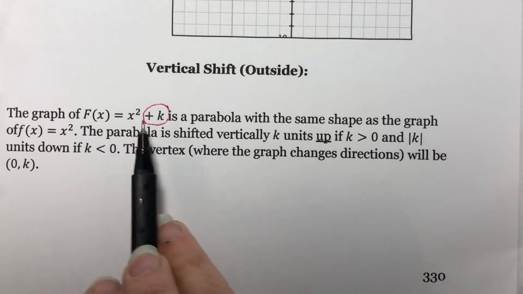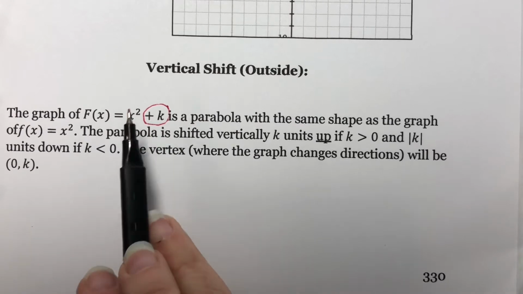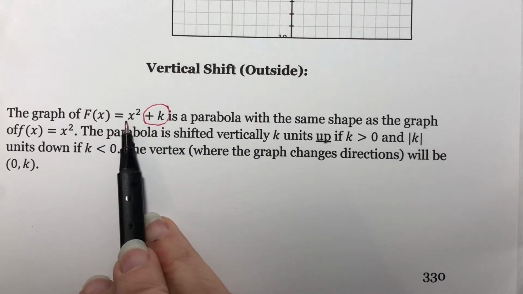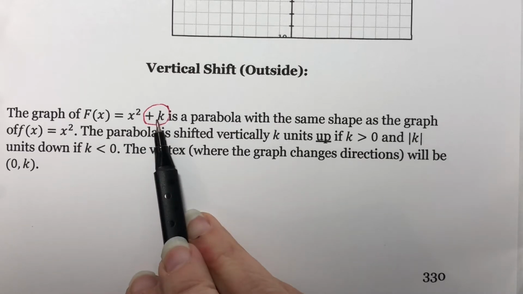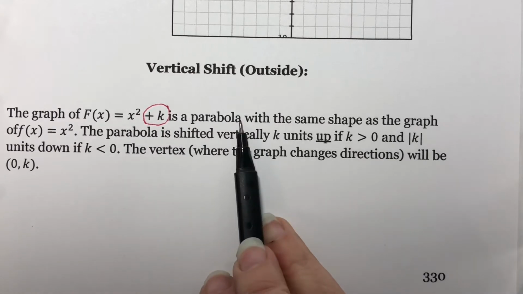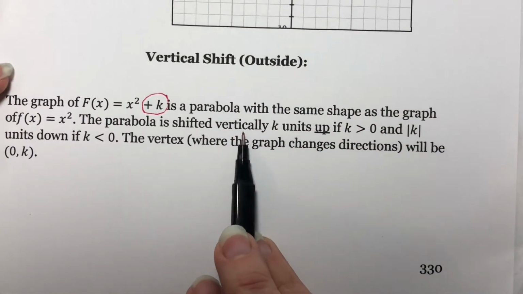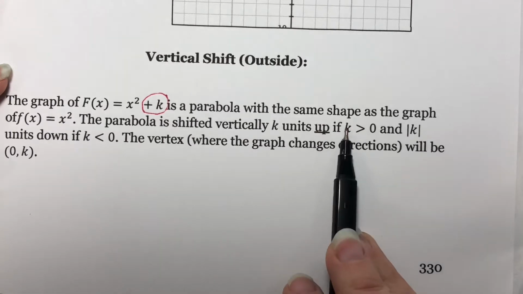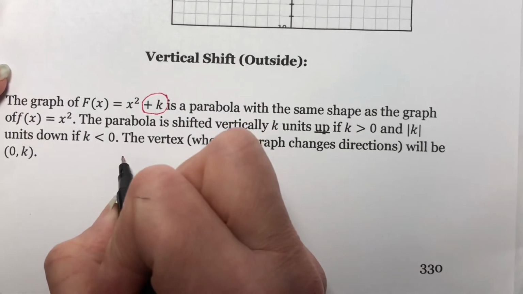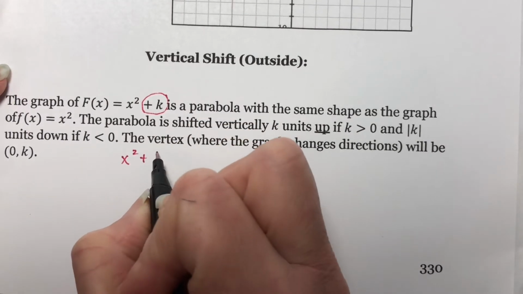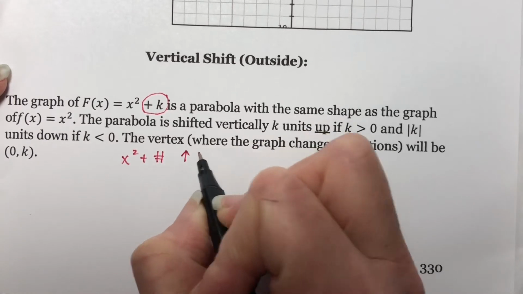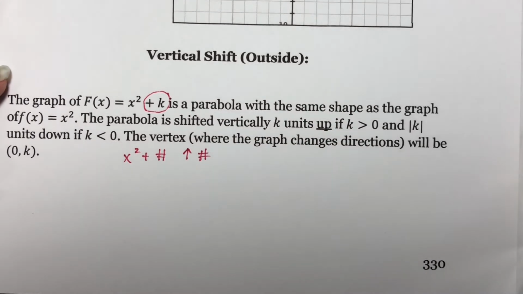This is what we just graphed. That's the graph we just did, and this is the new part, okay? It's going to be a parabola with exactly the same shape as the graph up here, but it's going to be shifted vertically up if k is a positive number. So if we have x squared plus a number, it's going to go up that number, okay?